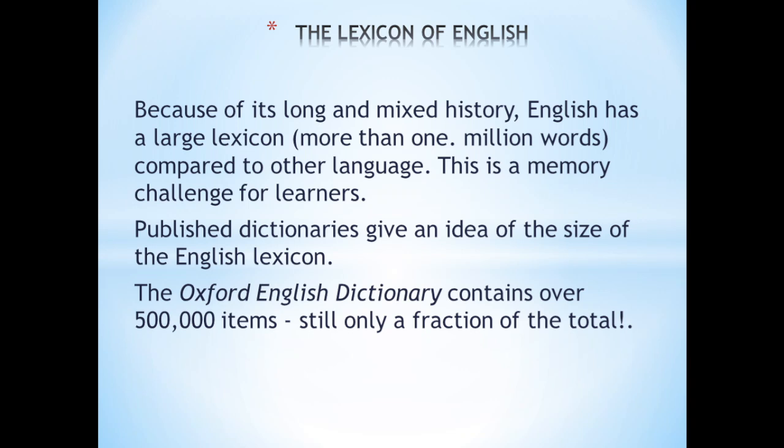The lexicon of English. Because of its long and mixed history, English has a large lexicon, more than 1 million words compared to other languages. This is a memory challenge for learners. Published dictionaries give an idea of the size of the English lexicon. The Oxford English Dictionary contains over 500,000 items, still only a fraction of the total.